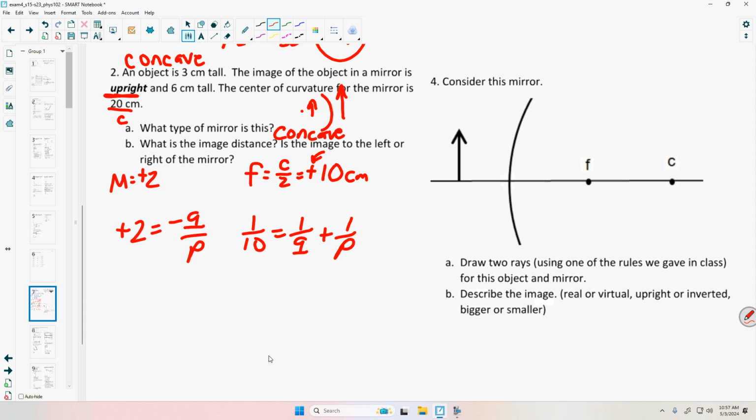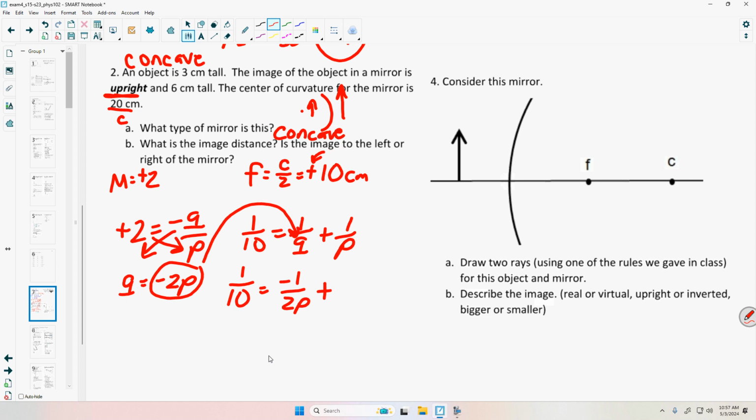I don't think they teach cross multiplication anymore, but I can cross multiply, and so I get q is equal to negative 2p. I find that's easier to do it in that way. And then I take this, negative 2p, and substitute it in for q. So then I get an equation that's 1 over 10 equals negative 1 over 2p. I substituted negative 2p for q, plus 1 over p.